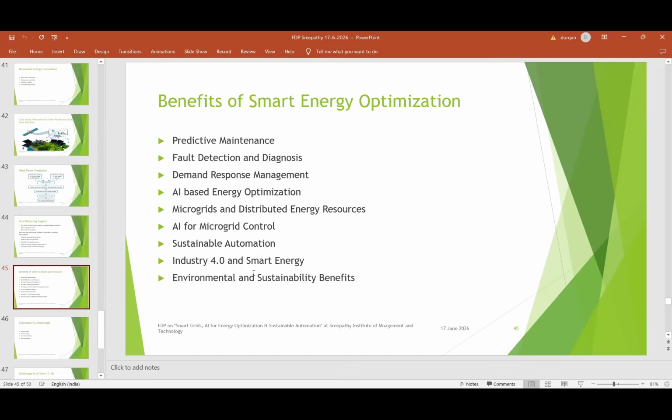So we learned about predictive maintenance. Predictive maintenance is the maintenance strategy that uses AI or machine learning with the smart grid management systems. Okay, so that is the predictive management system. Then we already went through fault detection and diagnosis. Then demand response management. There should be a balance between the generation as well as consumption. Then AI-based energy optimization.